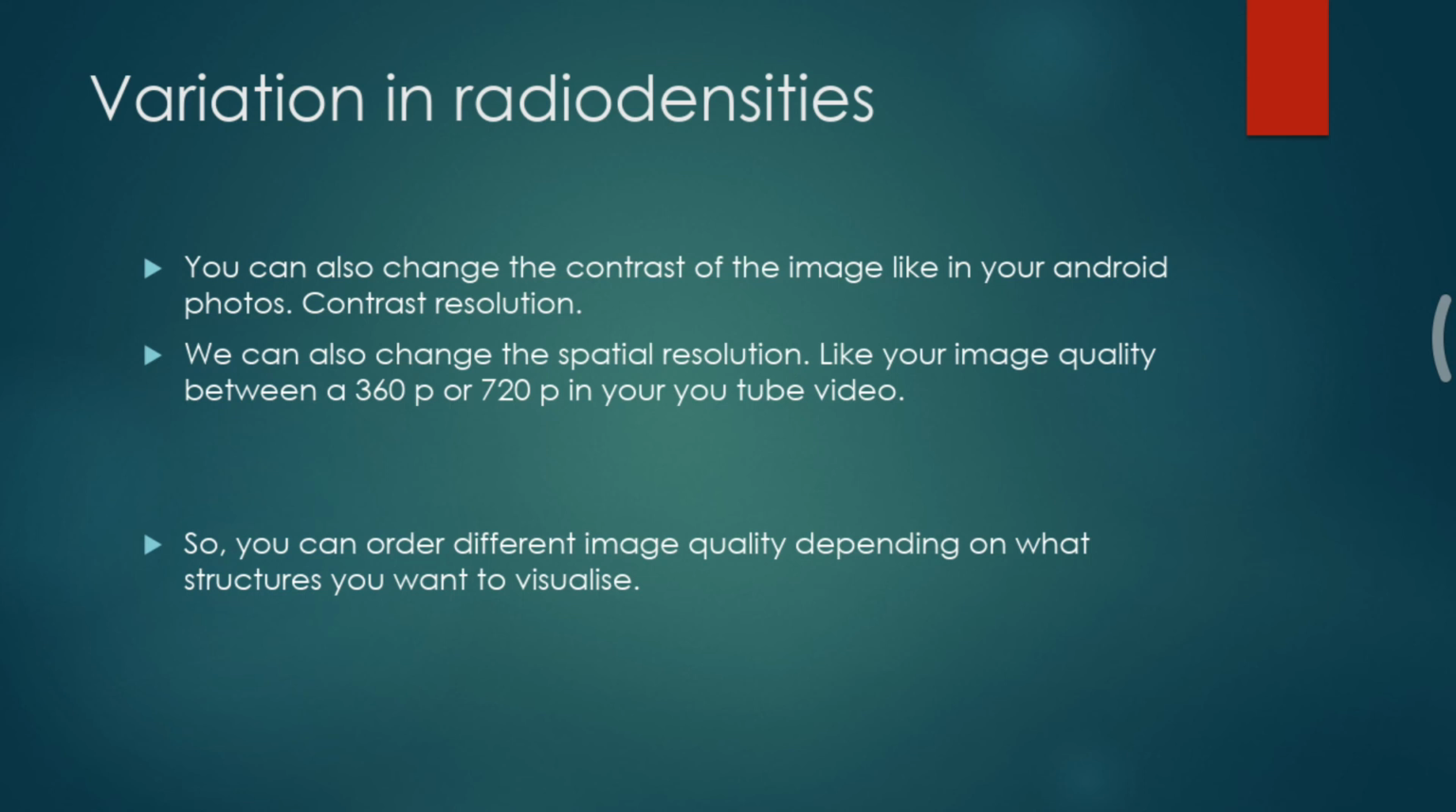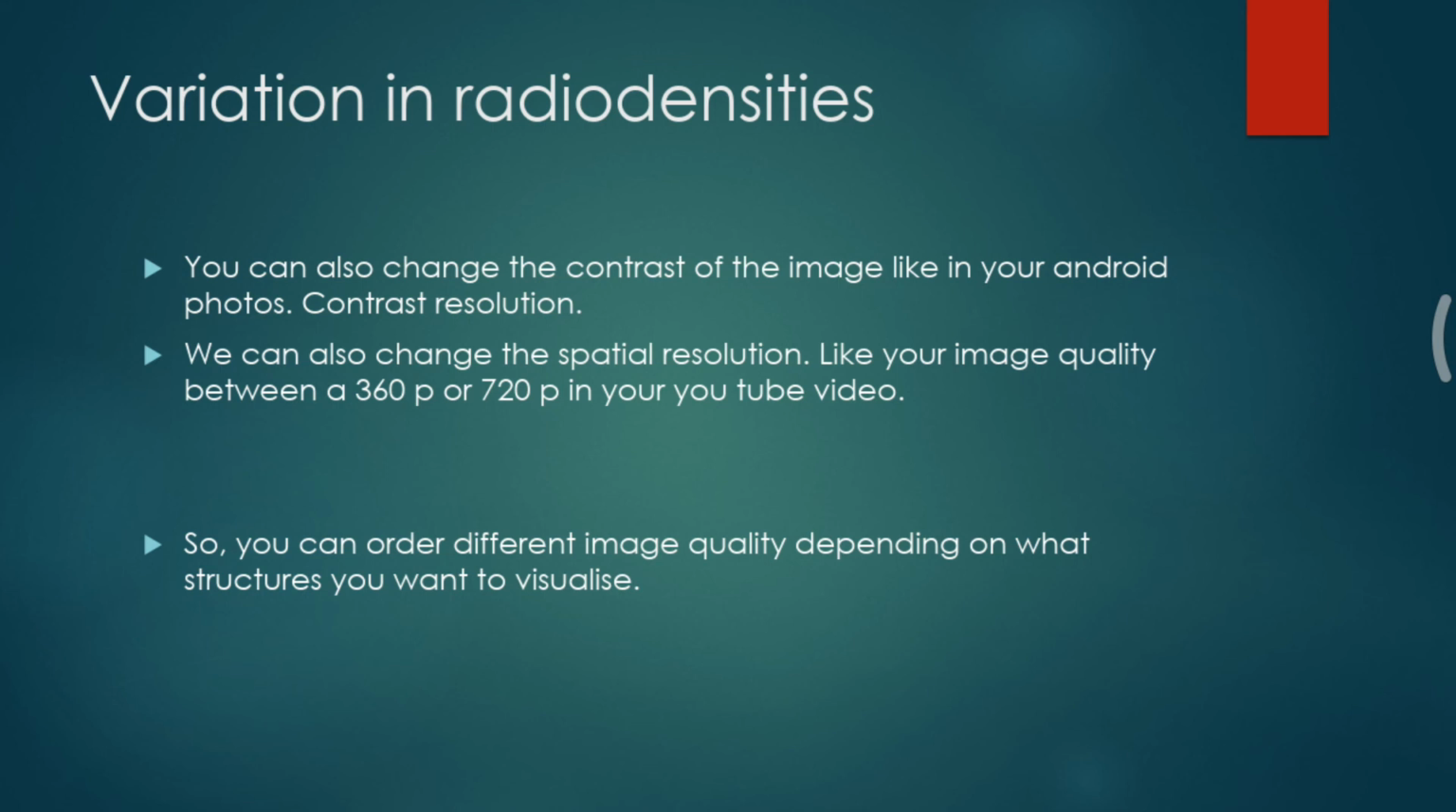Also, in spatial resolution, if you go to YouTube and watch a video, you can change it from 120 pixels to 1028 pixels. Similar to that, the image quality can also be changed from 360 pixel to 720 pixel. This depends on the pixel size. So if you change the pixel size, then the spatial resolution can change.